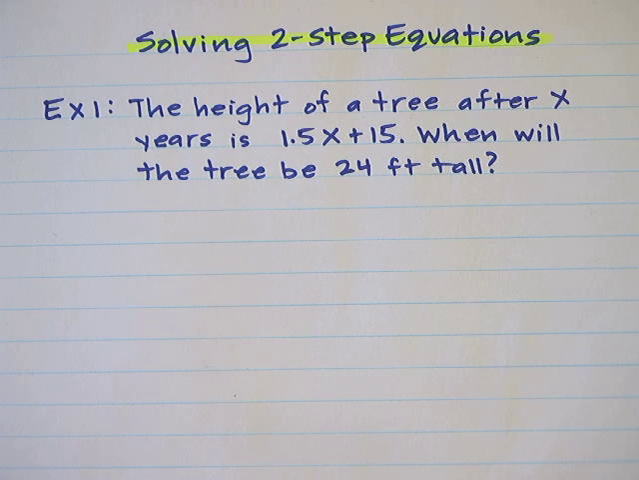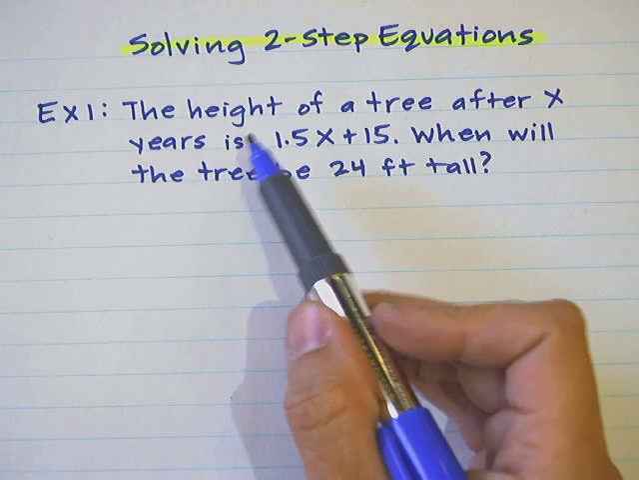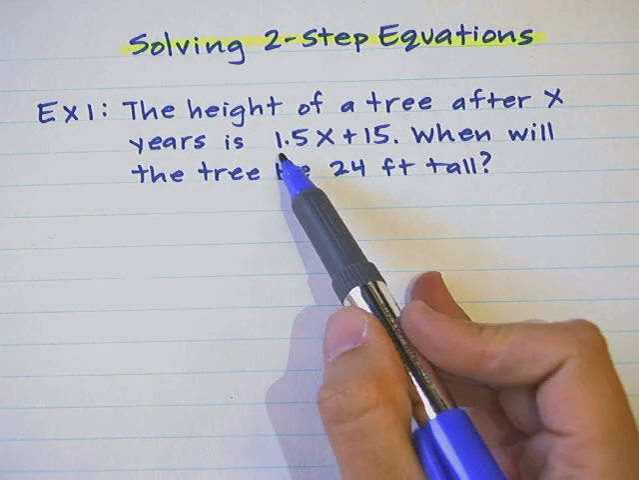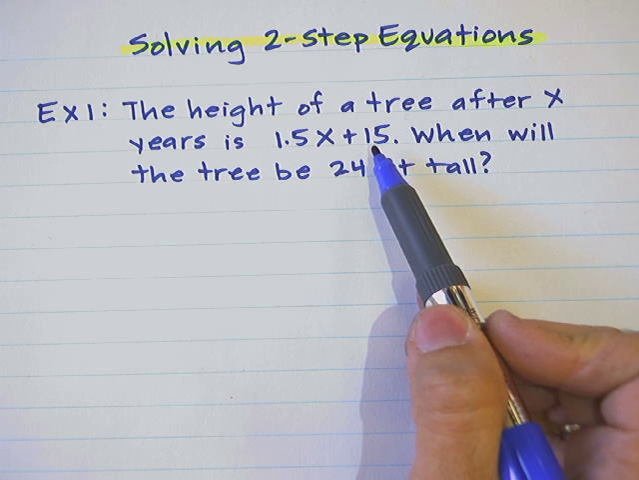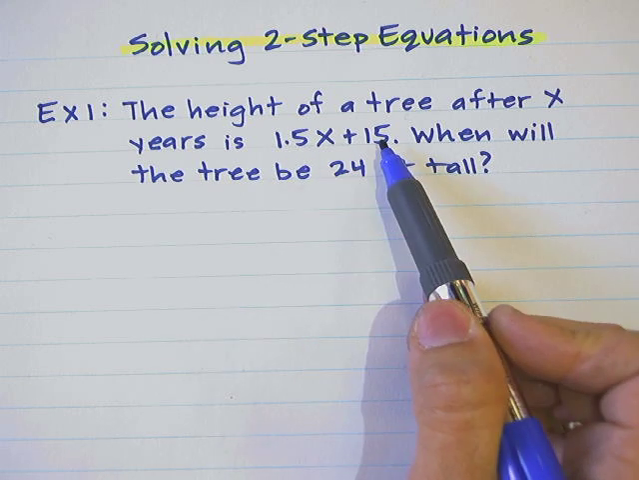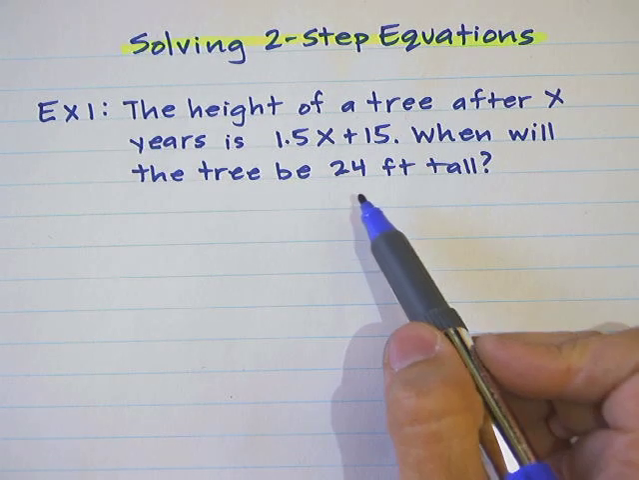So today for solving two-step equations, we're going to start with a word problem. It says that the height of a tree after x years is 1.5x plus 15. When will the tree be 24 feet tall? So it's telling us that the height of the tree is 1.5x plus 15.